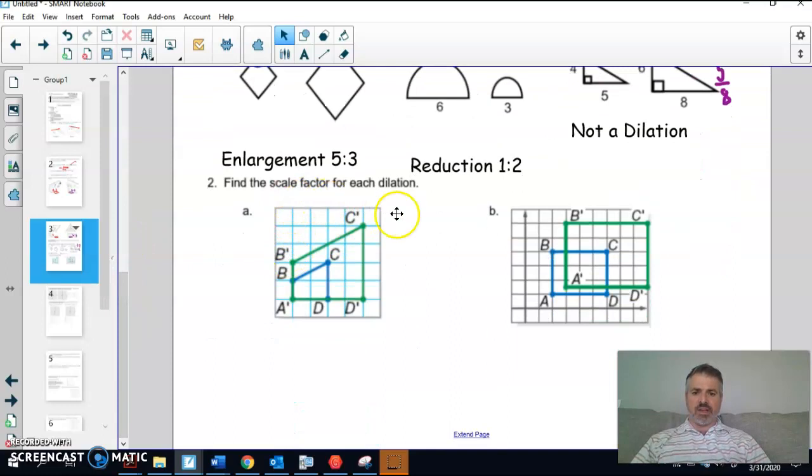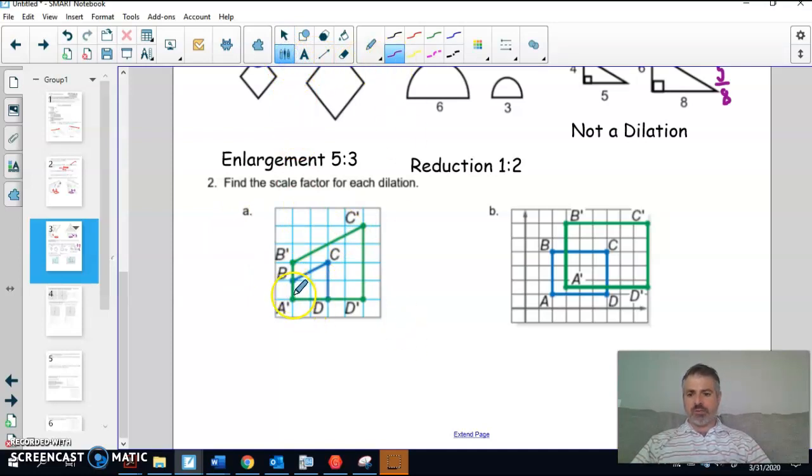So down here, find the scale factor for each dilation. Again, the primes are letting me know that those are the image points. So the pre-image points are the non-prime ones. So here again, I notice from A prime to B prime, that is a distance of 2. So it's an enlargement, so that would go on top of A to B, which is just 1. So again, this is an enlargement 2 to 1.